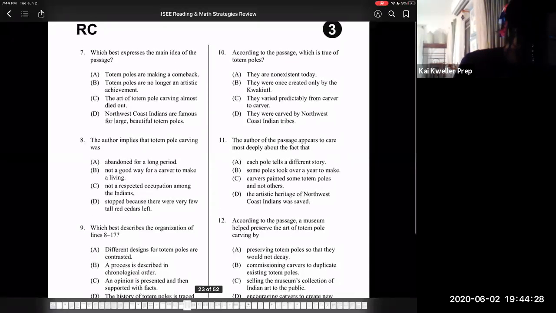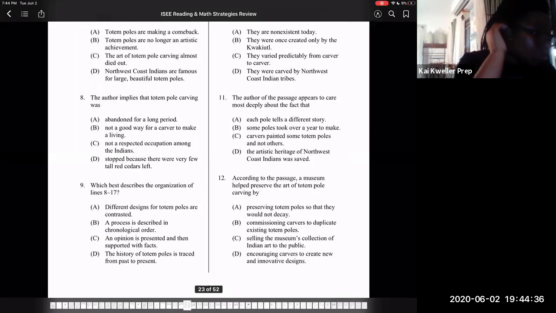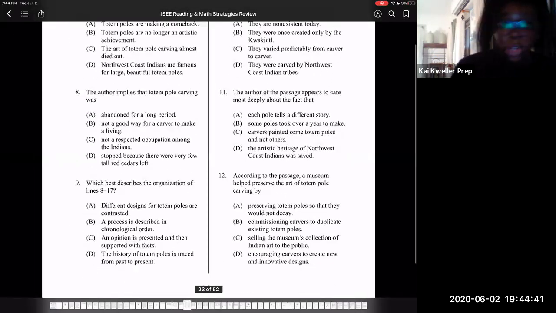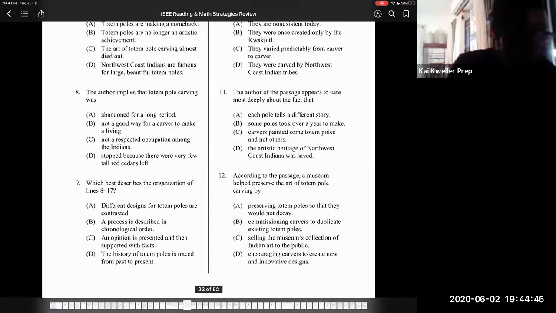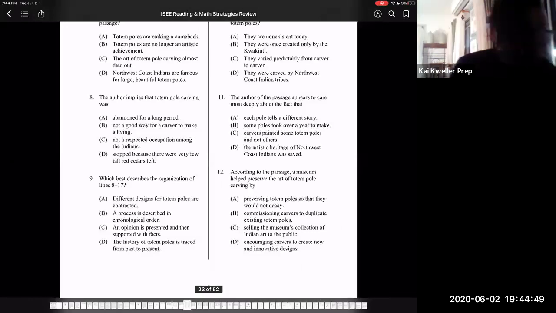So, best express my idea? No, we're not going to do that one first. Any vocabulary ones? Okay, so if you don't see any quick ones, we're just going to go from 1 to 12. I mean, sorry, 6 to 7 to 12. If you can't find any quick ones, then we start from the beginning.